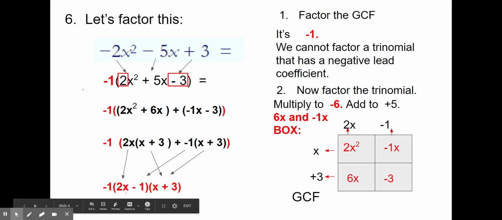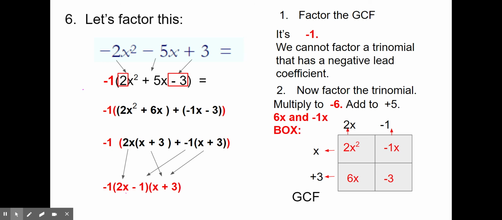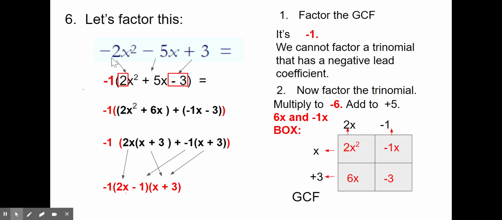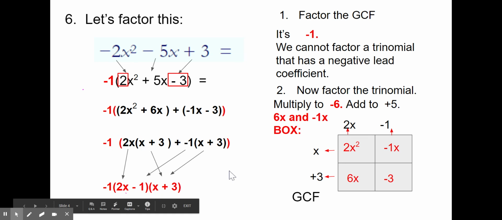That's all for now. We'll practice this more tomorrow. Remember, step 1, look for a GCF, even if it's negative, to get the lead coefficient to be positive. Look for your GCF, and then try again to factor your resulting trinomial into two binomials to get your final answer. You may have 3 final factors, a GCF and 2 binomials.